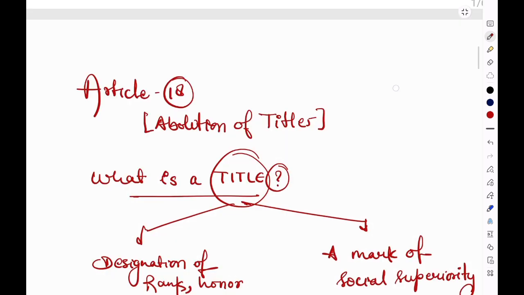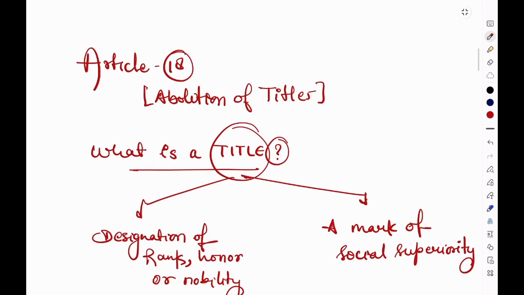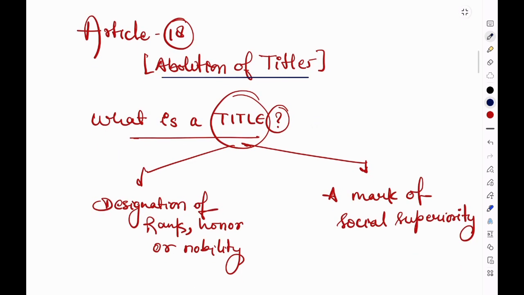Now we will read each clause one by one. Okay, let's start. Article 18 basically talks about the abolition of titles. So what is a title? Basically, a title is a designation of rank, honor or nobility. It marks a social superiority. A title is a distinction attached to a person's name and it creates a sort of privileged status or higher social standing.